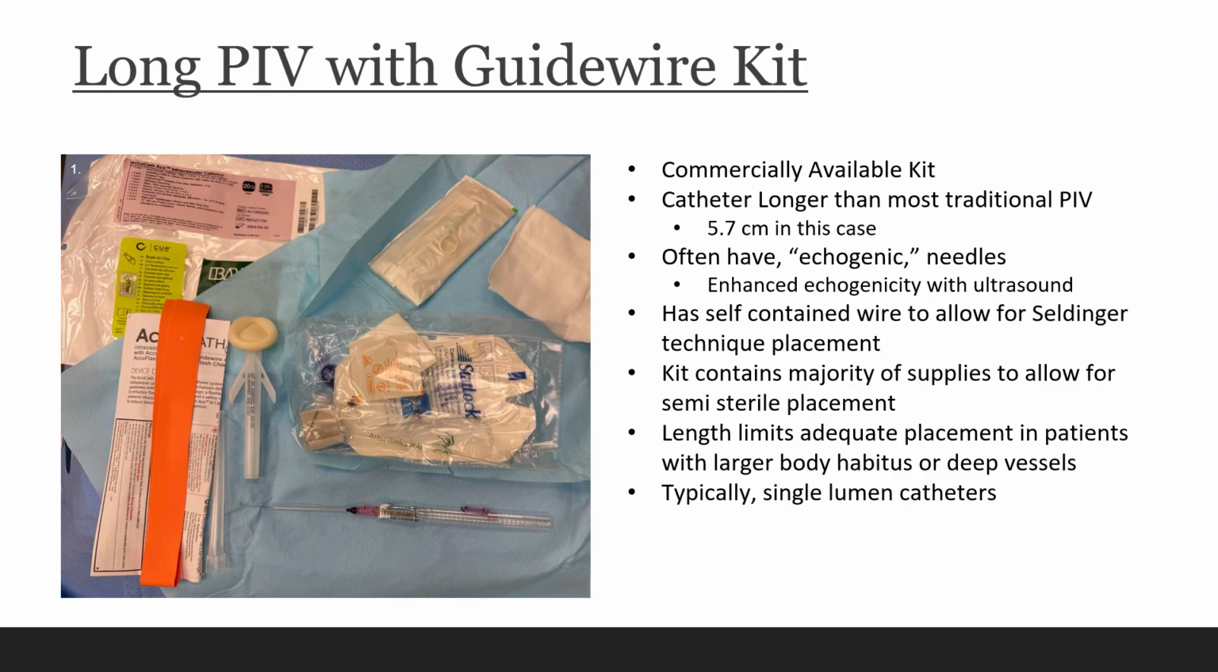So as we're progressing in complexity of IV catheters, now we've got one of those long peripheral IV catheters, except this one has a guide wire that's self-contained. Typically commercially available. You can see this one's about 5.7 centimeters in length. The needles are actually echogenic, so you should be able to see them a little bit better through your ultrasound. They have that self-contained wire, so you can do that cylinder technique where the guide wire is actually passed into the vessel lumen. You can slide the catheter along it to ensure that you don't backwall or pierce the vessel.